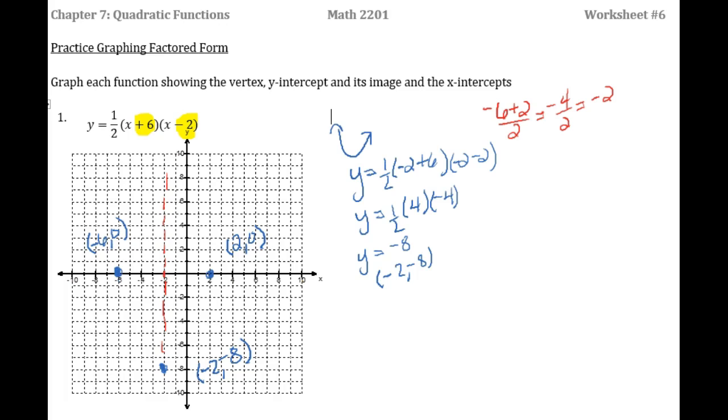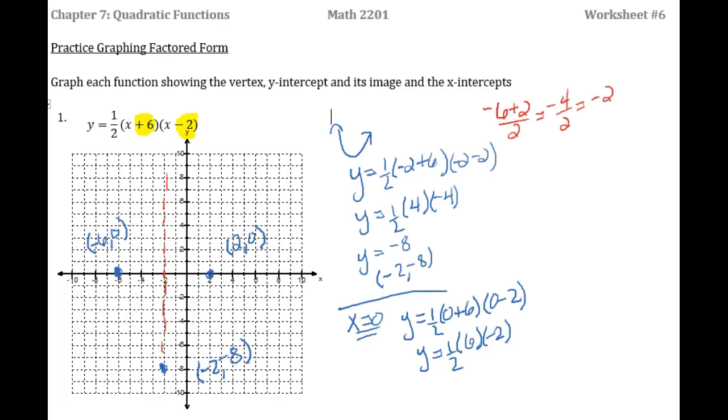So wherever the graph crosses the y-axis, the x value is 0. So our x value is 0 wherever we have a y-intercept. So we take our equation, and we put 0 in for x. So this would stay 6, this would be -2. 6 times -2 is -12. -12 times 1/2 is -6. So you know the graph is going to curve up this way.